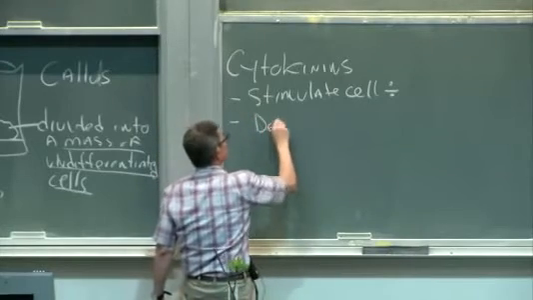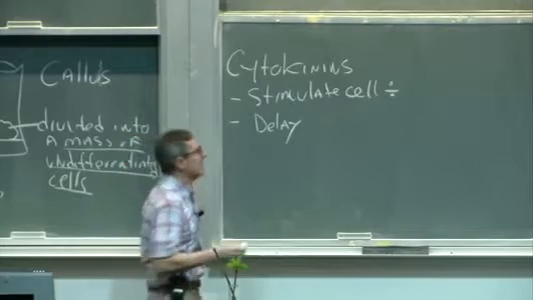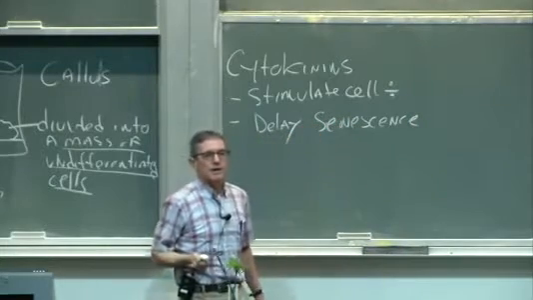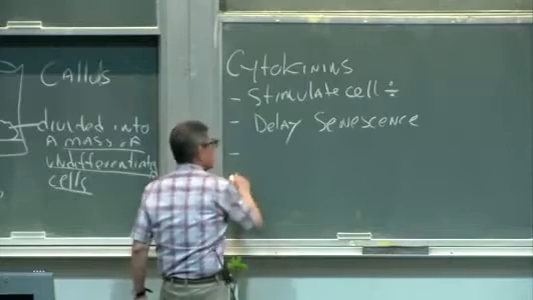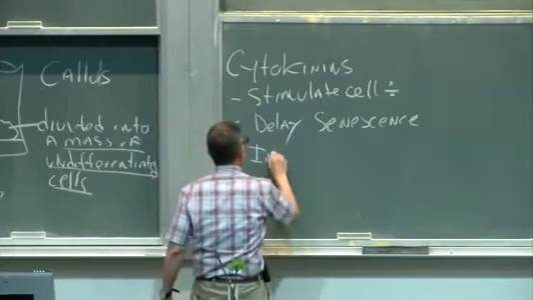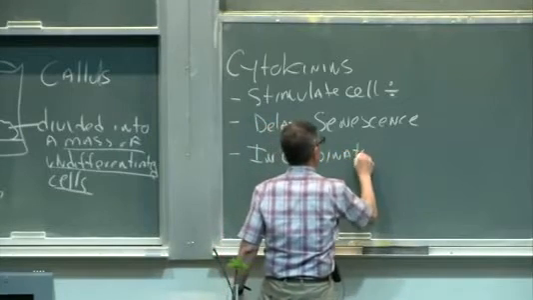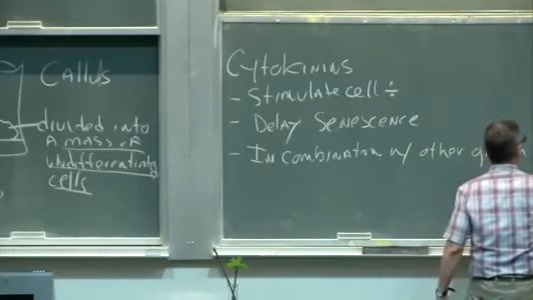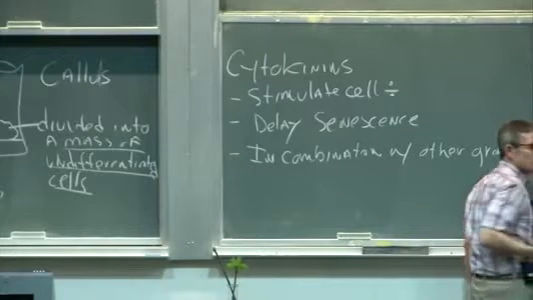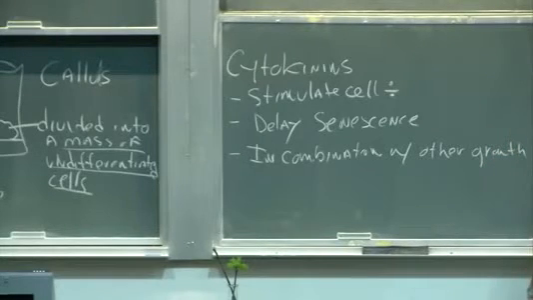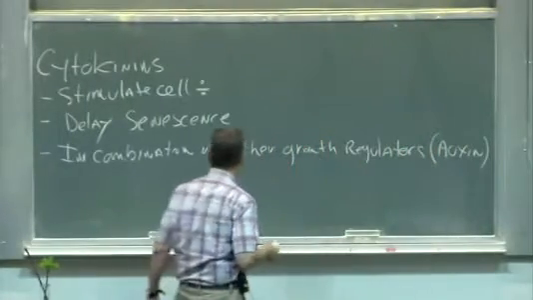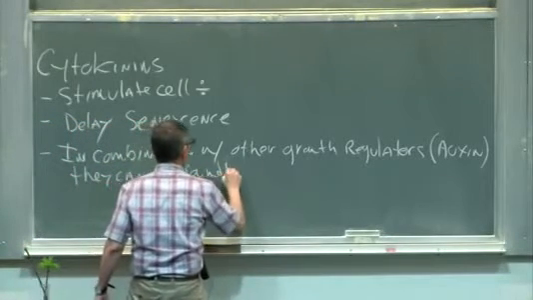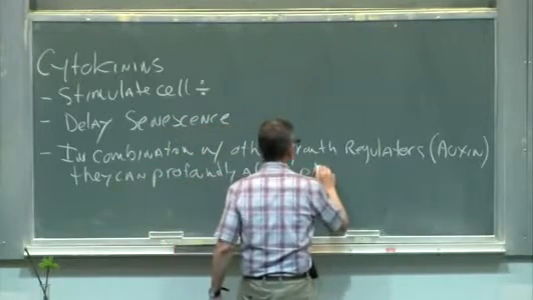Secondly, a very interesting aspect of cytokinins is that they delay senescence. That is, delay getting old. So it got people quite interested in them. The third aspect of cytokinins is that in combination with other growth regulators, and the main growth regulator that they were put in combination with is auxin, they can profoundly affect plant development.